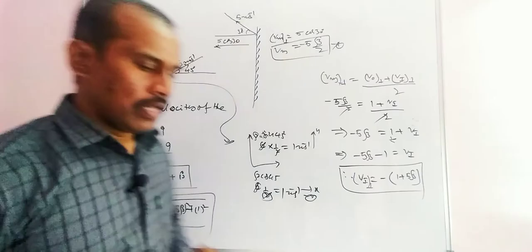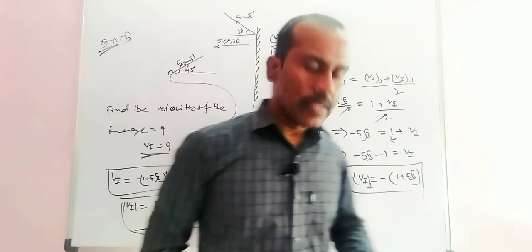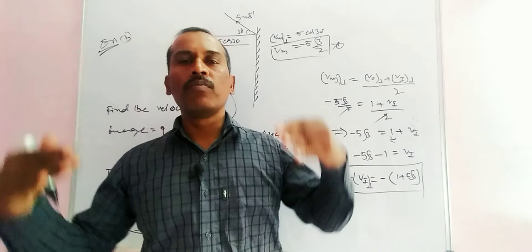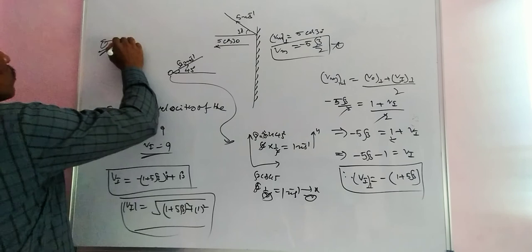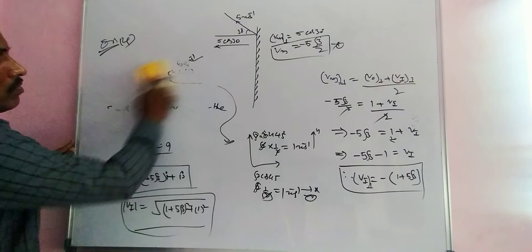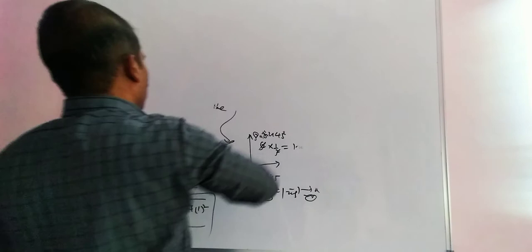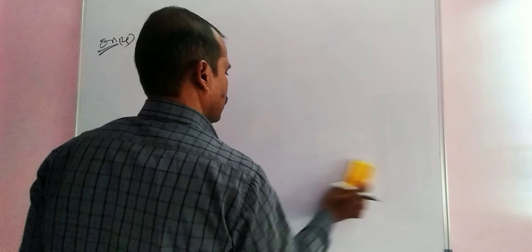Second example: in this case the mirror and object are both moving in opposite directions. For example, now the mirror and object moving in the same direction. Next example, example 3. Now example 4, note this one. Here the mirror and object are moving in the same direction with different velocities. That velocity you can write.